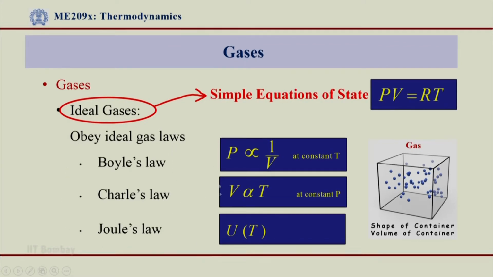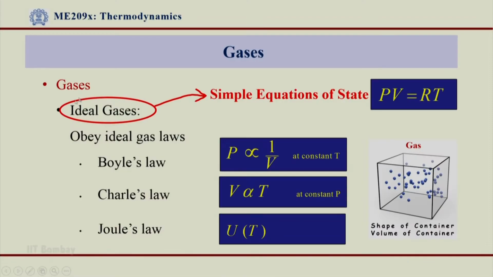Based on these simple gas laws, we have a simple equation of state for gas, and for any given pressure and temperature condition, I can know all the properties of these gases. So once I know that a particular thermodynamic state is at a particular pressure and temperature, I will know all the properties of that system.